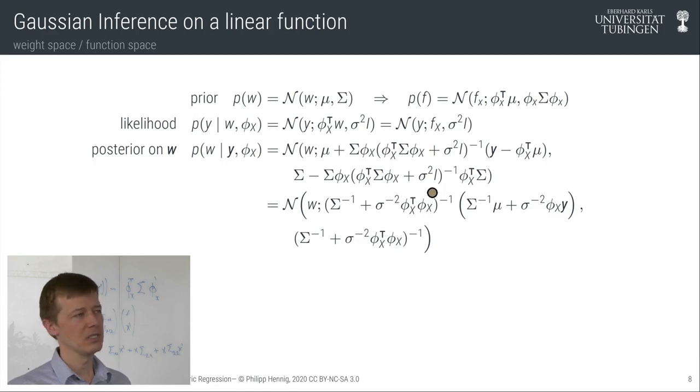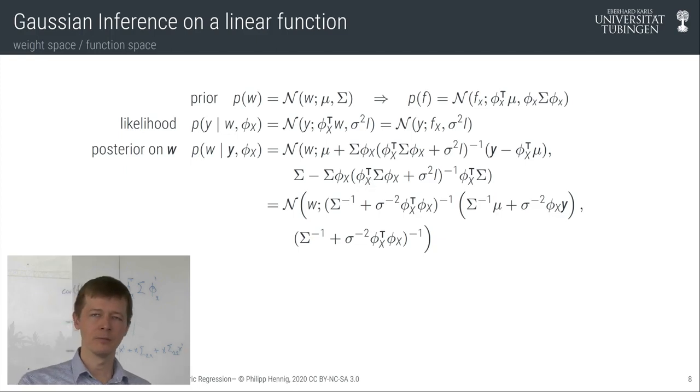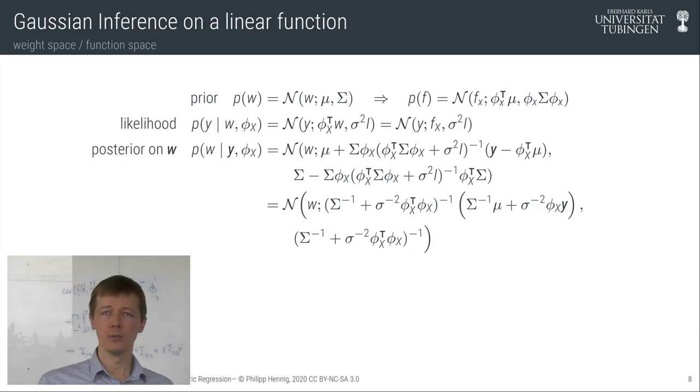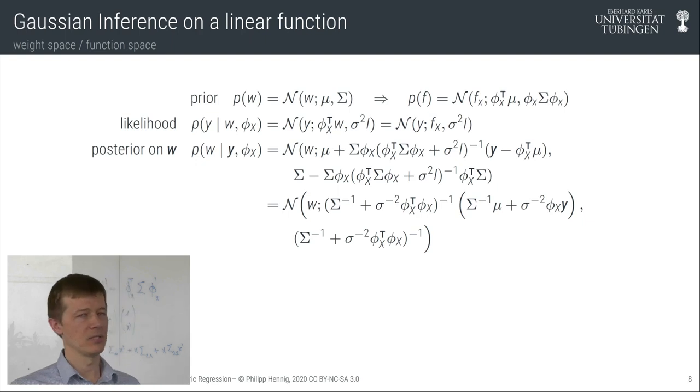And actually, computationally, this is much better to do, because here we have a matrix of size number of data points by number of data points, so it's n by n, and we need to invert it, so the cost of that is going to be n cubed. While here we have matrices of size number of weights by number of weights, so this matrix is 2 by 2, and this is also 2 by 2.